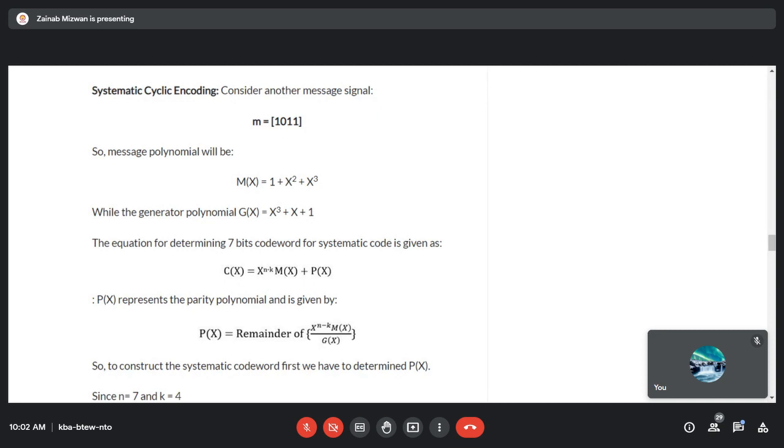ये बहुत ध्यान में रखना है. जैसे कोड पॉलिनोमियल के लिए हाईएस्ट पावर है n minus 1, मैसेज पॉलिनोमियल के लिए है k minus 1. ओके, जनरेटर पॉलिनोमियल के लिए है n minus k, and the parity polynomial, it is your b0 plus b1 x raised to 1 plus b2 x square, and the last term will be x raised to n minus k minus 1. ये चार चीज आपके ध्यान में रहेगी, it will be very easy for you to solve over here.